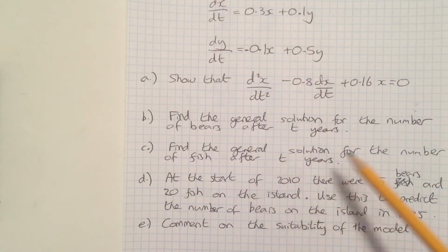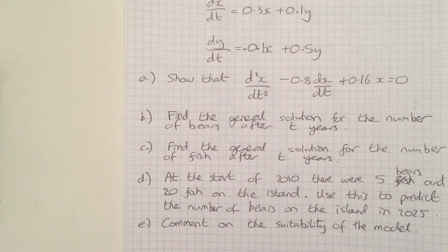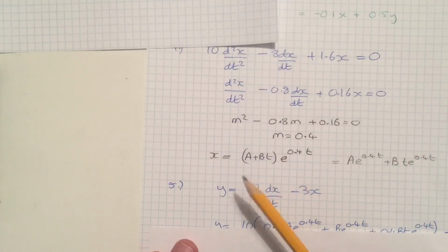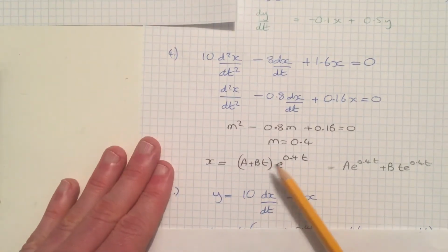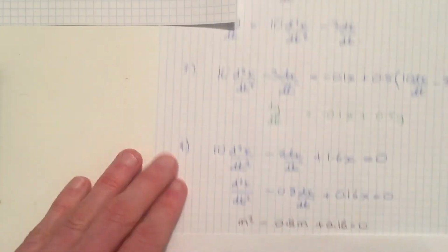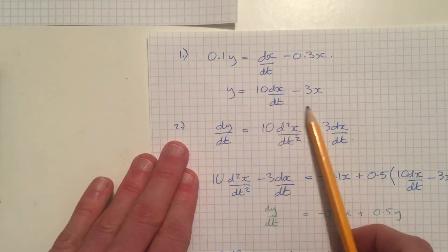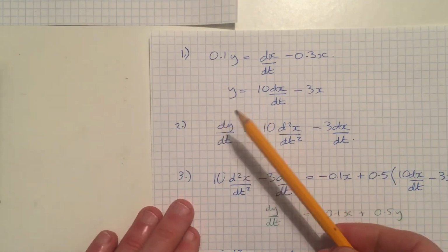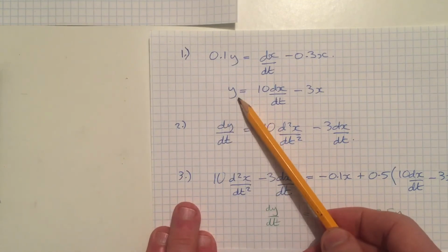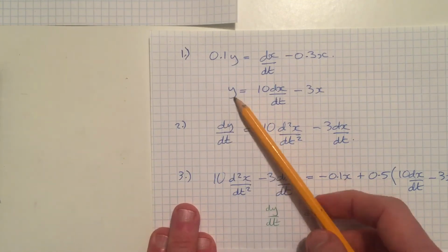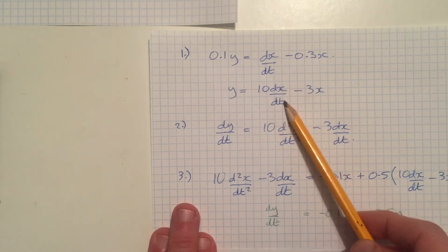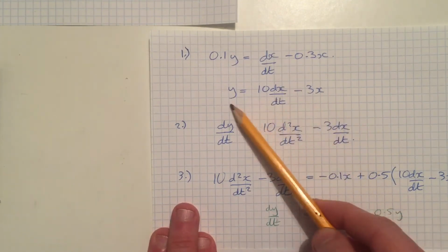Let's work out the general solution for the number of fish after t years. So I need to solve y now. To do this, I can take my x equation I've just found here, and I can substitute that back into that y equals function up here. Because remember, that's what I'm actually trying to find here. I want to know a general solution for y. And given that I know what x equals already, and I can find dx by dt easily, I could just substitute those in and get y.